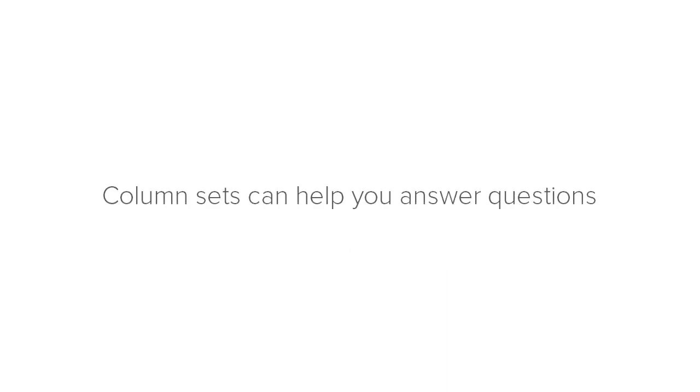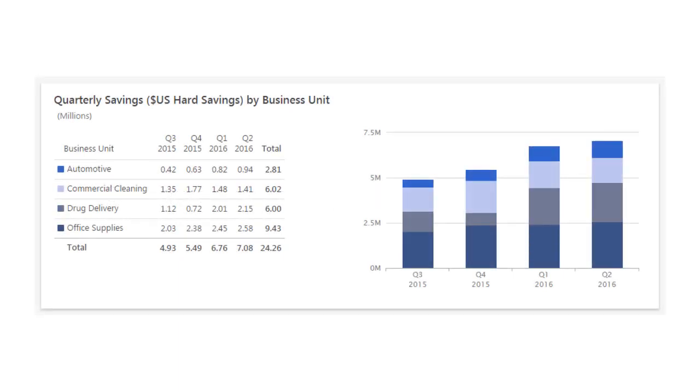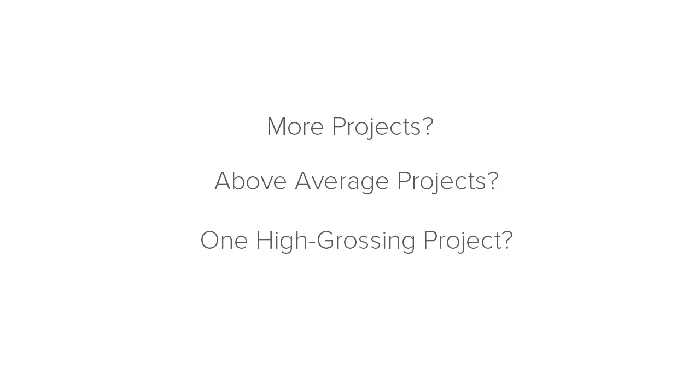Column sets can help you answer questions raised in a dashboard summary. For example, this quarterly hard savings by business unit summary shows the office supplies division is having a great year. Well, why is that? Do you have more projects this year? Some above average projects? Or just one high grossing project?